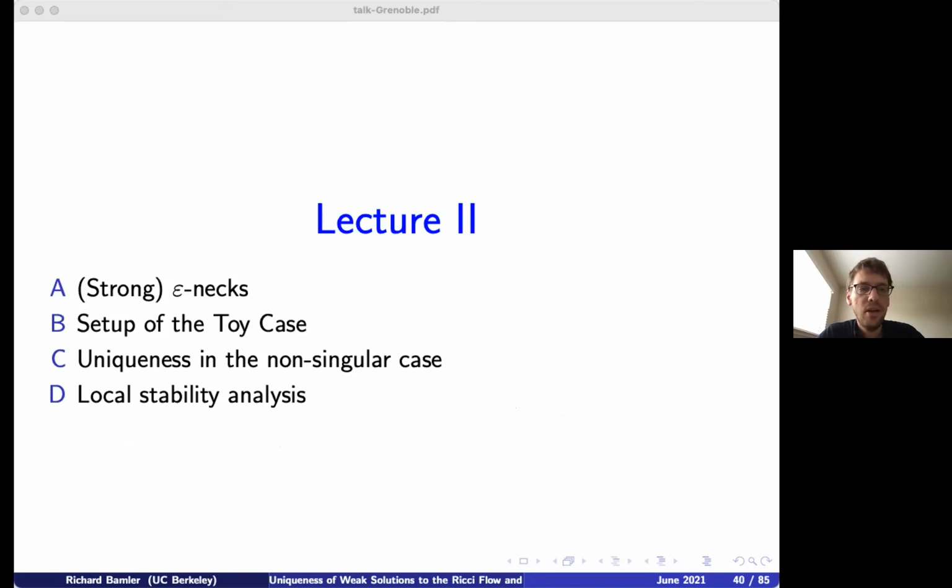Then I'll set up a toy case, a case that we want to consider just to understand this uniqueness proof. This will be an interesting enough case. Then I'll also briefly discuss uniqueness in the non-singular case, so we can draw some of the main ideas from this. And I'll discuss the local stability analysis.